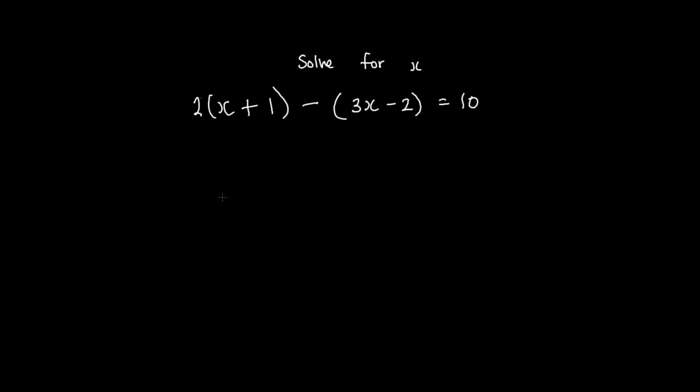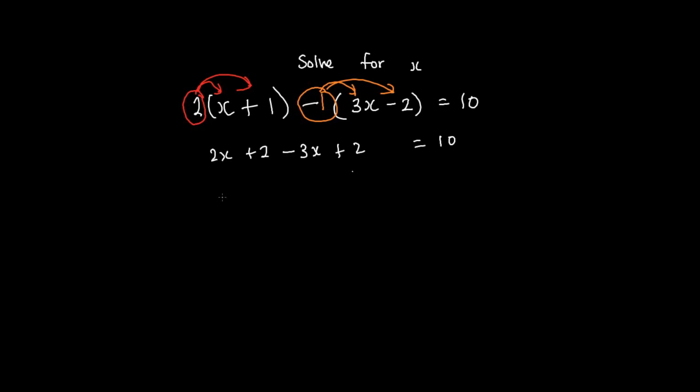So if I look at the first term, I can apply the distributive property, and I can distribute the 2 inside the brackets. So 2 times x is 2x, 2 times 1 is 2. And if I look at the second term, what number is in front of the brackets here? The number in front of the brackets is -1. So I'm going to distribute -1 into the brackets as well. So -1 times 3x is -3x, and -1 times -2 is +2, is equal to 10.